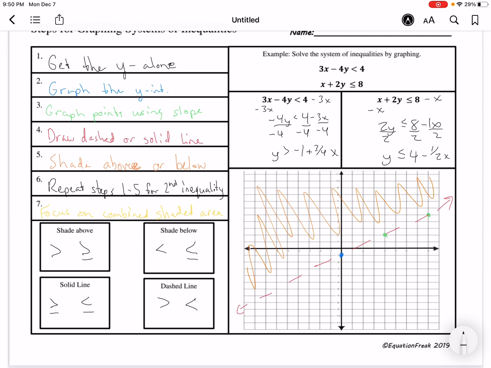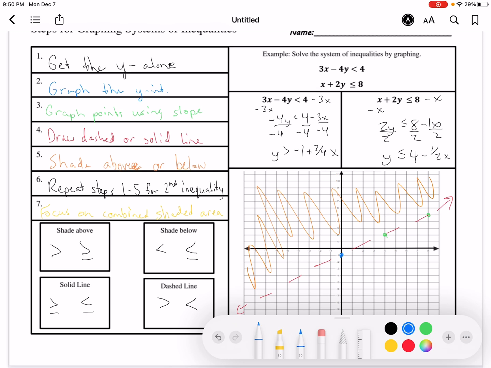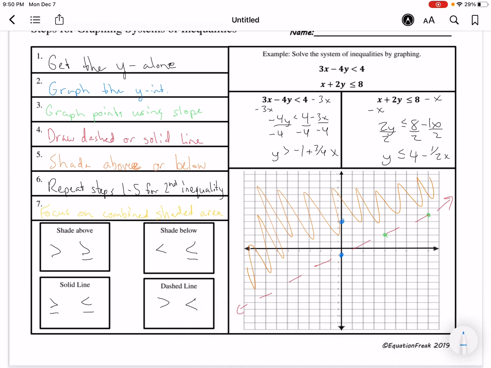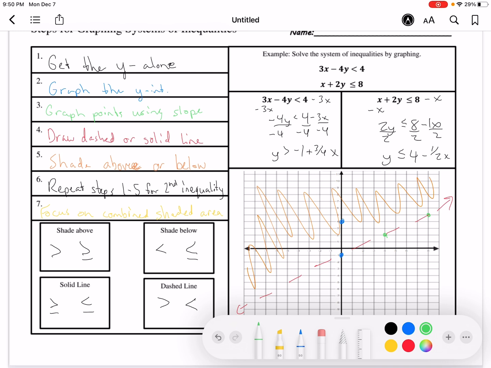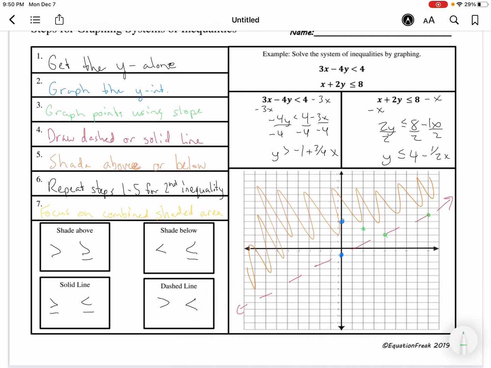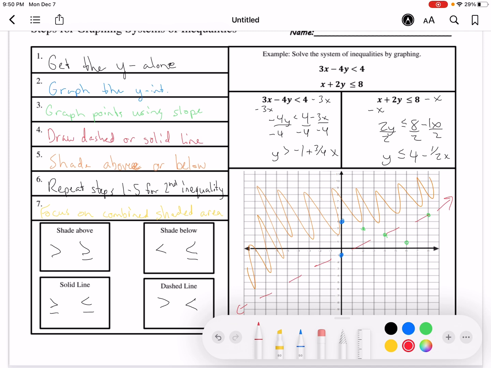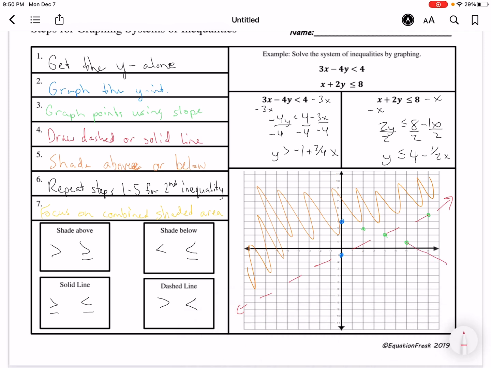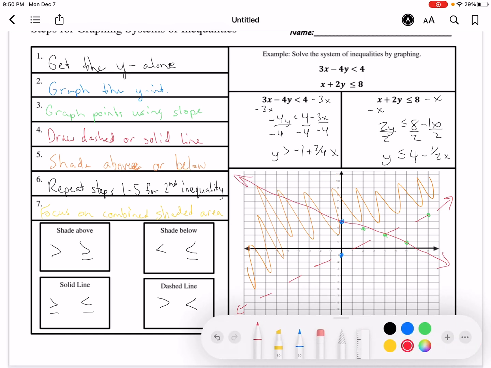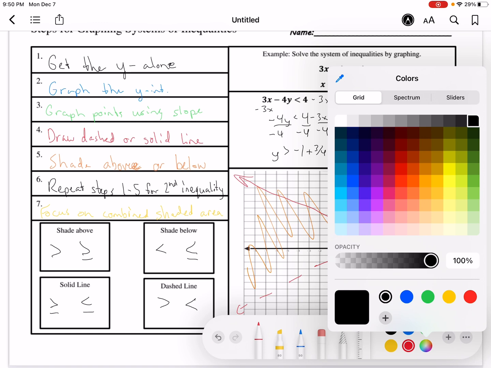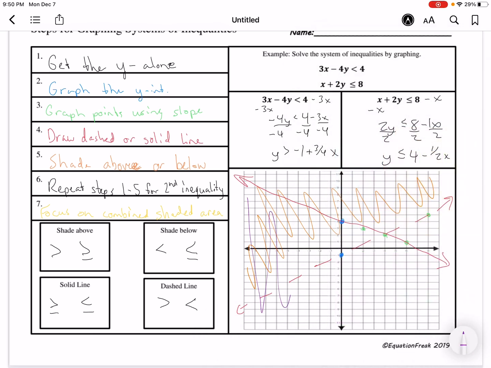All right, I'm going to plot my y-intercept, which in this case is positive 4. And I'm going to go to my slope. My slope is negative 1/2. That's down 1 and right 2, down 1 and right 2, and that process repeats. Now this time, when I go to draw my line, because my symbol is less than or equal to, I'm going to draw a solid line that goes through my points. And because my symbol is less than or equal to, I'm going to pick a different color than orange. I'm going to pick a purple this time, and then I'm going to shade below.